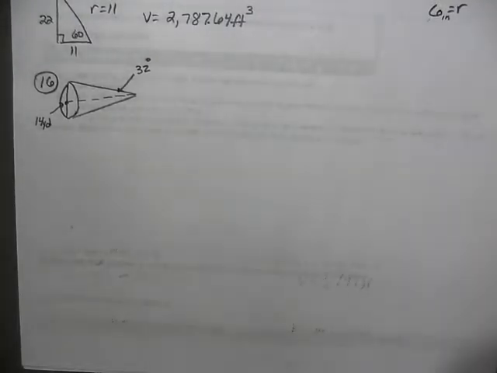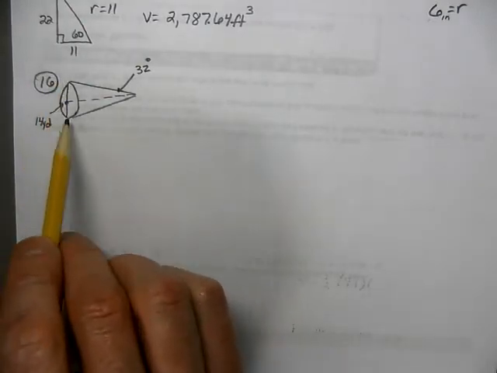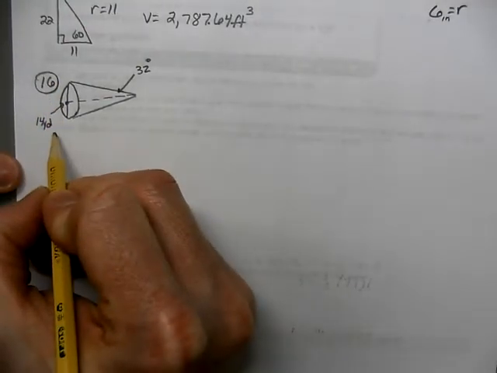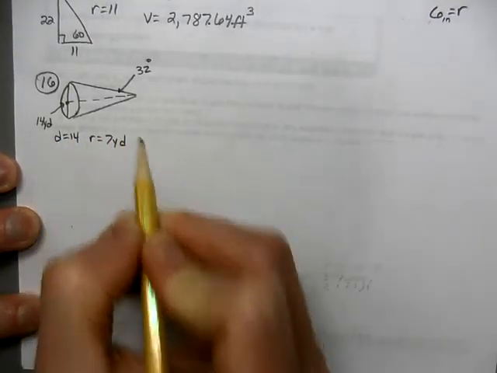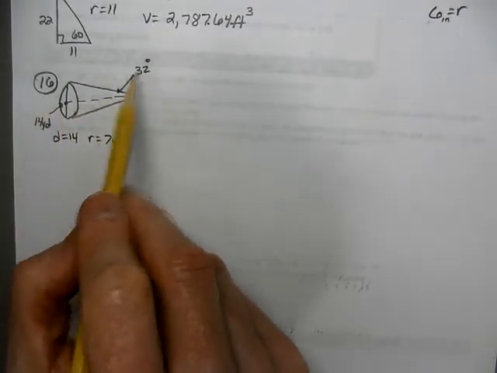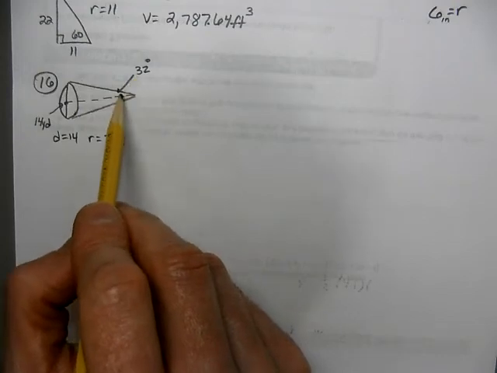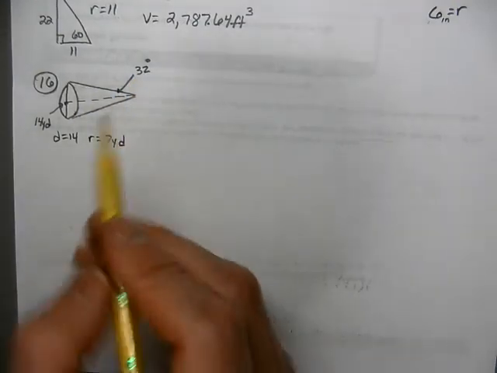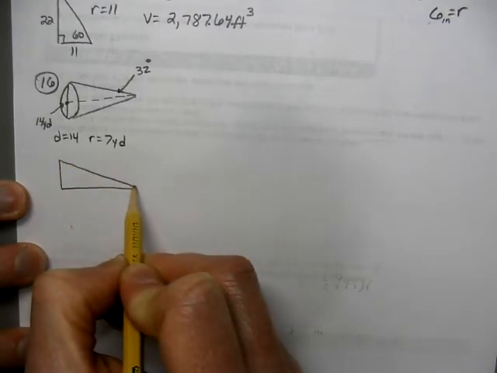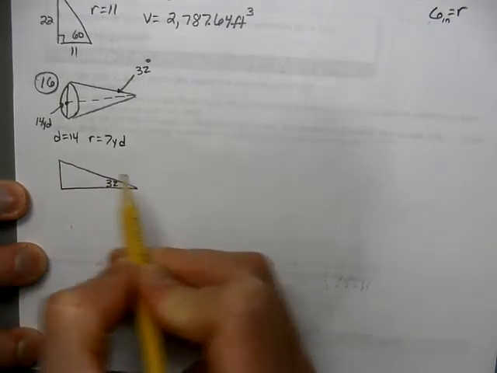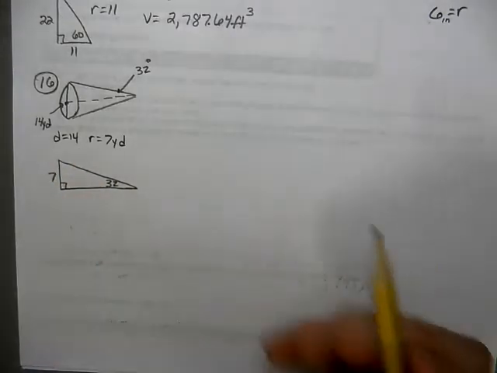For number 16, we're looking at a cone. We're pointing to the center of this line, which is our diameter, which is 14. So we know that the diameter equals 14, so the radius equals 7. We're also looking at this angle. I believe it's made by our height, and the side is 32. So we have a right triangle, 32 degrees, and a radius of 7.